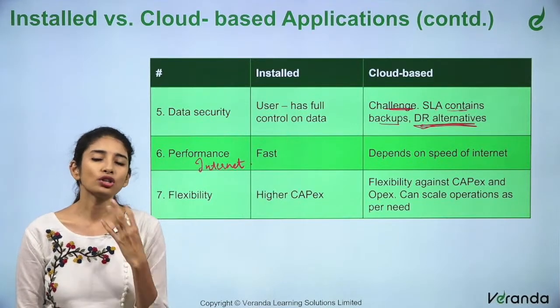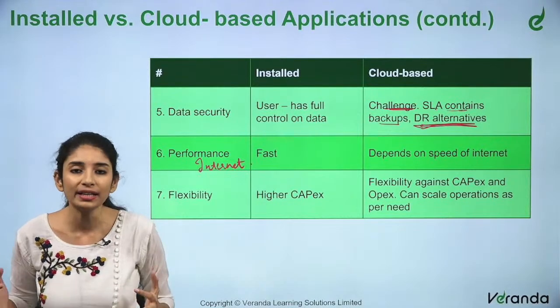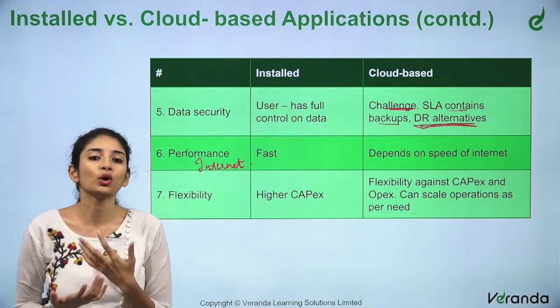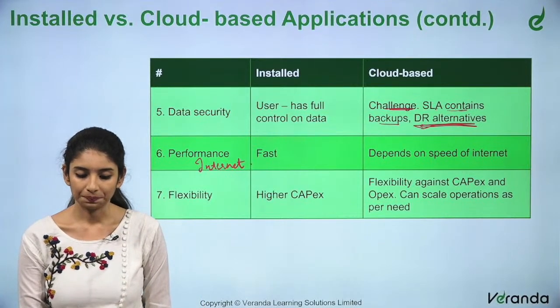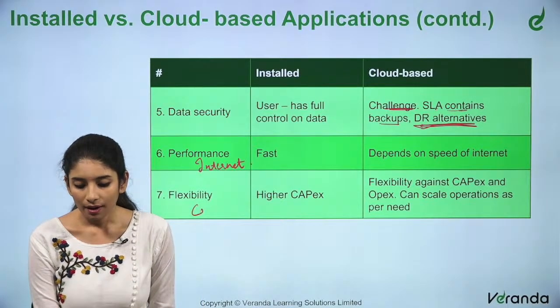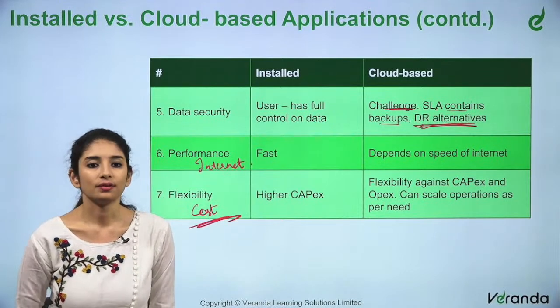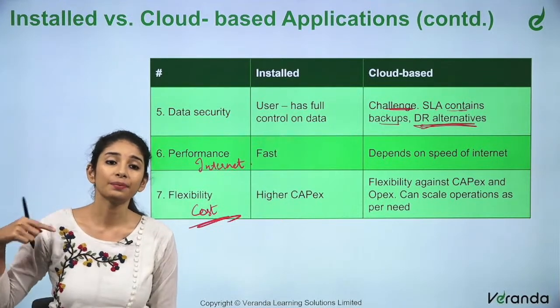But with cloud-based software, it depends on the speed of the internet. If I have 4G, 5G, whatever is the speed of my internet, that fast I can upload transactions on a cloud-based application. Flexibility means cost. So, performance means internet and flexibility means cost.